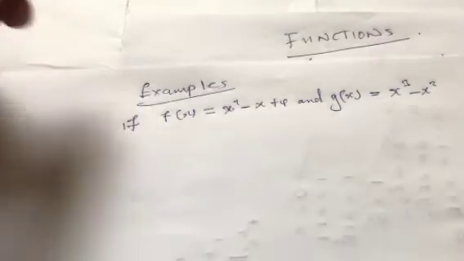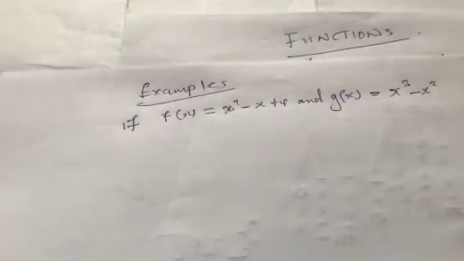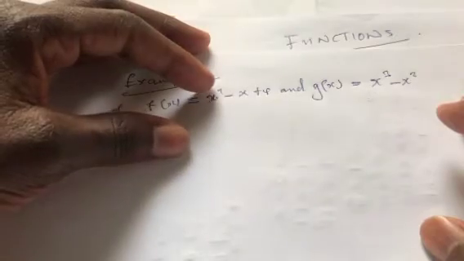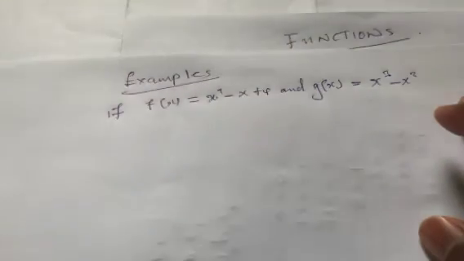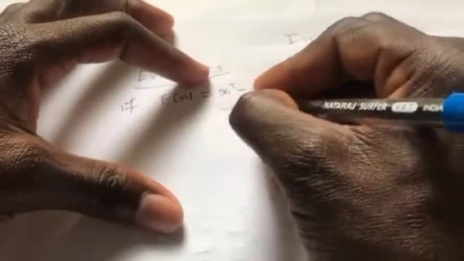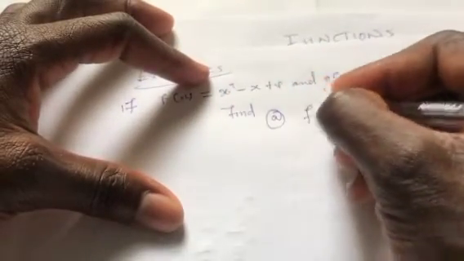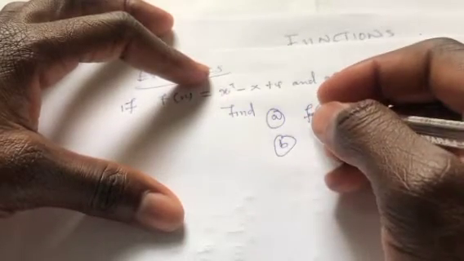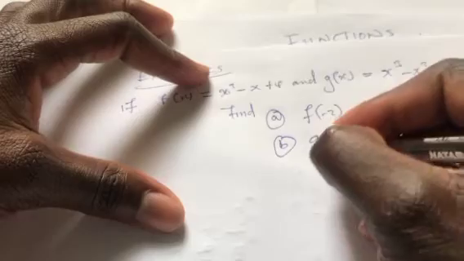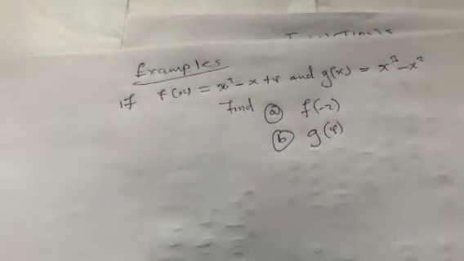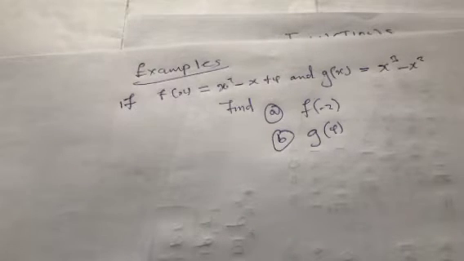The question is asking us to find a, f of negative 2, then b, we also have to find g of 4. So you can pause the video and try to solve these same examples before I even go into the next step.